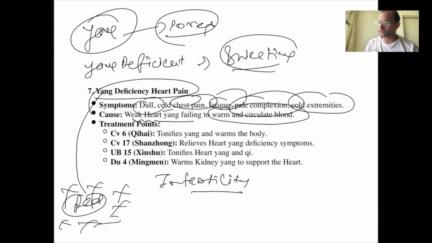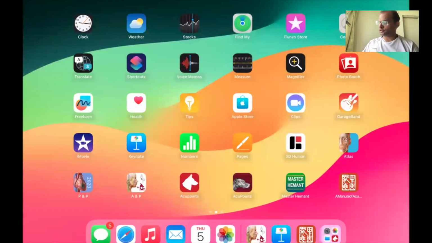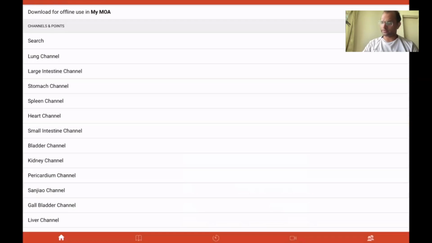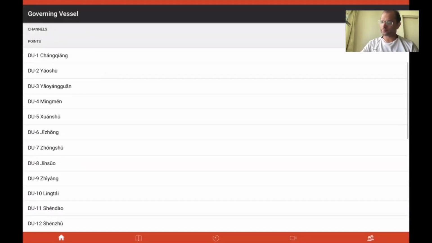So we have to increase the yang. CV 6 is a very good point for yang. CV 17 is the chest point of the chest. U15 is the back point of the heart, and one of the great points is DU 4. DU 4 is one of the great points to improve the yang. यही yang को improve करने का. हम जब yang को improve करना चाहते हैं तो हम मिंगमेंग चक्रा की बात करते हैं. We talk about the Mingmen chakra whenever you want to improve the yang.